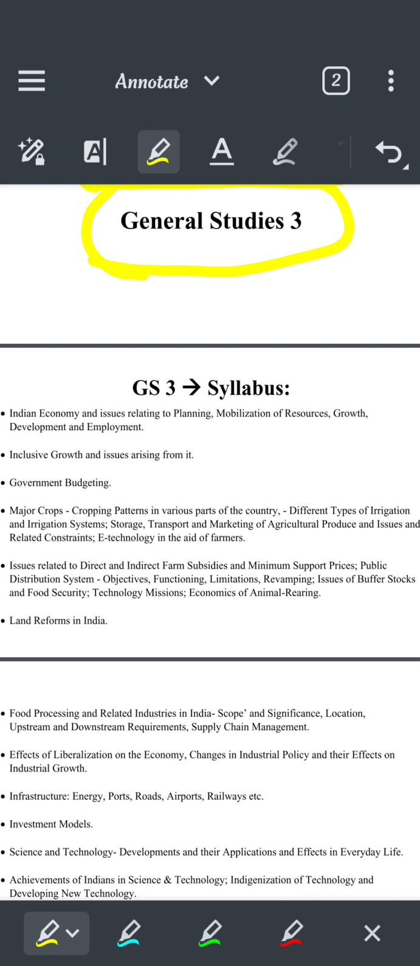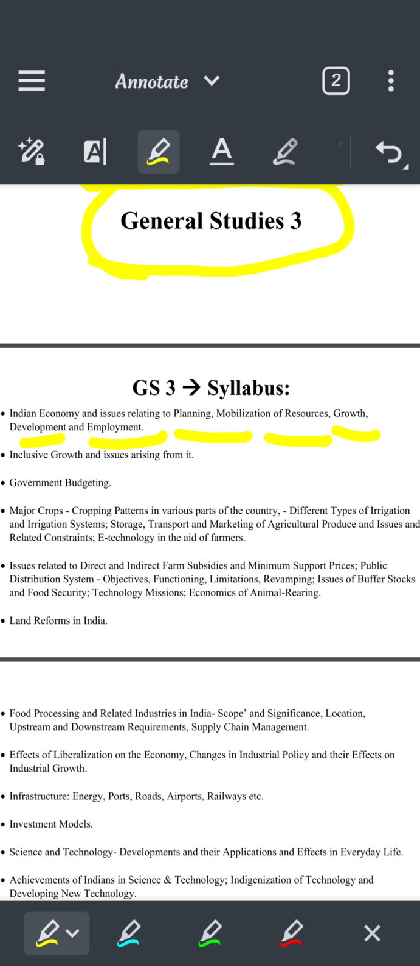First is the Indian economy and issues relating to planning, mobilization of resources, growth, development, and employment. All the topics related to the Indian economy, either directly or indirectly, which have been in the current and contemporary news in the last 2-3 years, are important because an analysis question can be asked from that, and also the historical evolution after independence, how the Indian economy has proceeded.